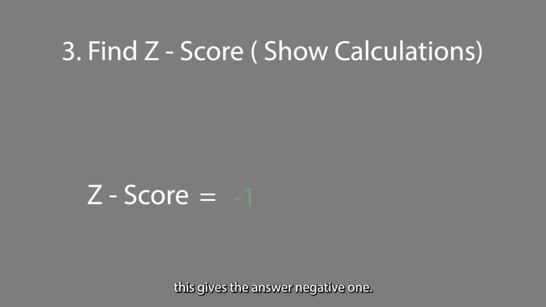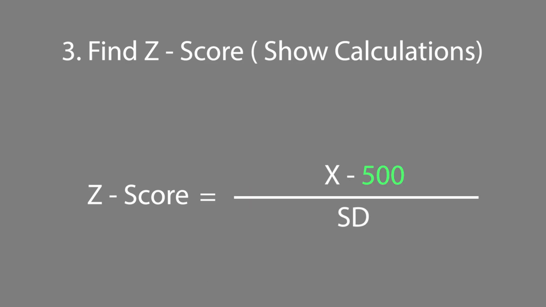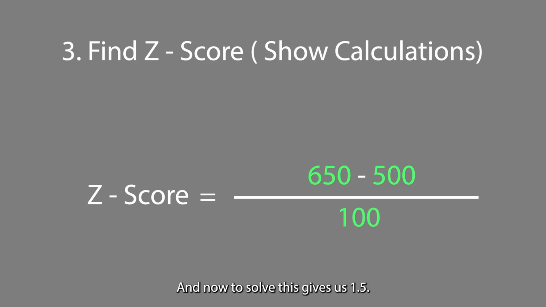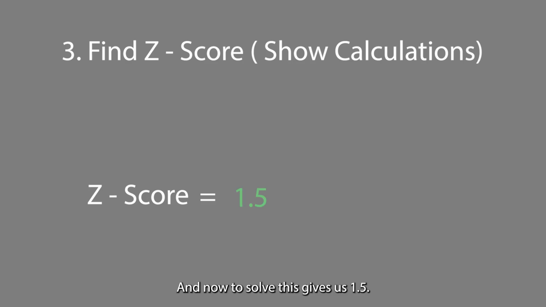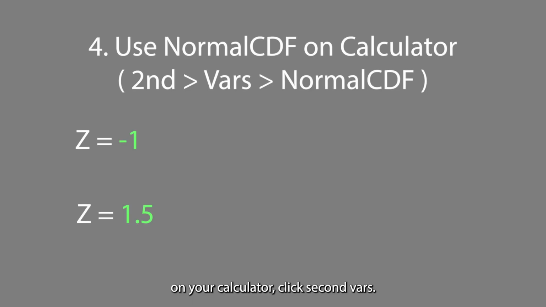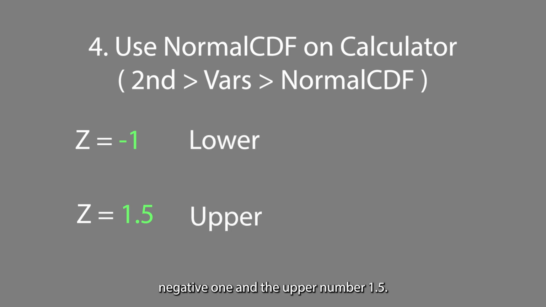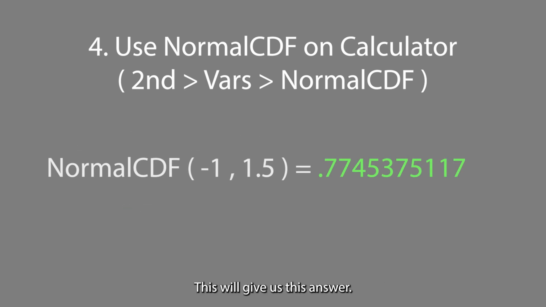This gives the answer -1. Now let's repeat the process for the second z-score. 500 mean, 100 standard deviation, and 650 meters here. And now solve. This gives us 1.5. This takes us to the fourth step, using NormalCDF on the calculator. On your calculator, click second, vars, and NormalCDF. Now we have to simply input the lower number, -1, and the upper number, 1.5. This will give us this answer.